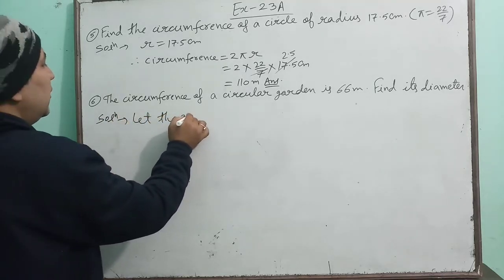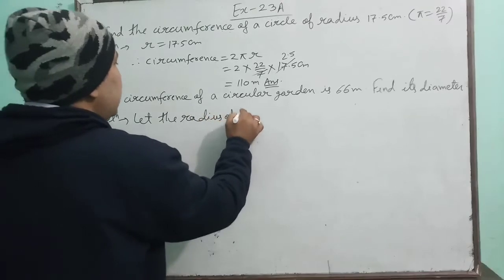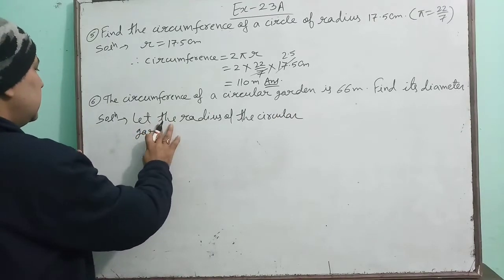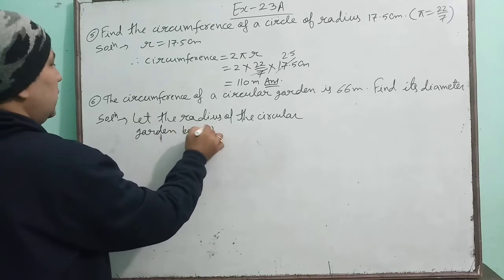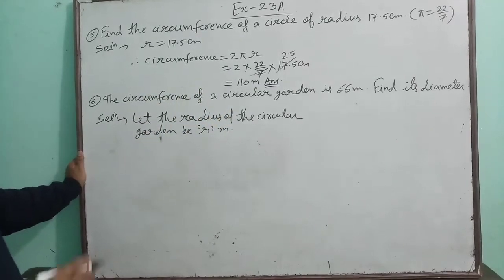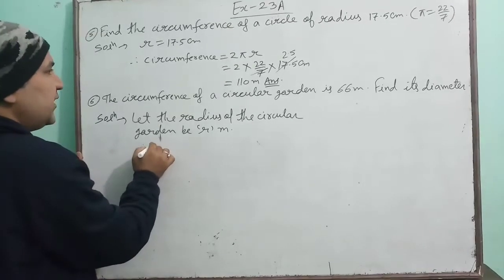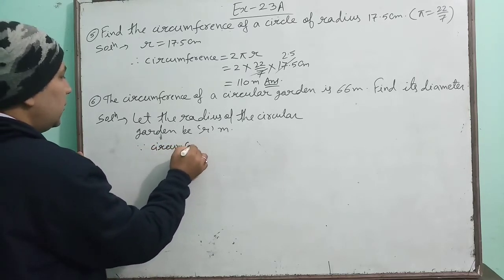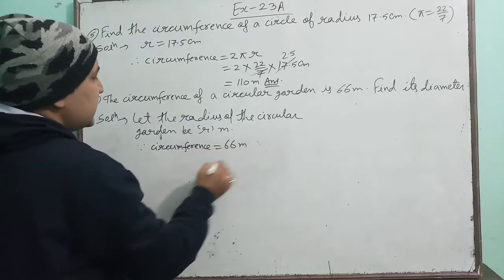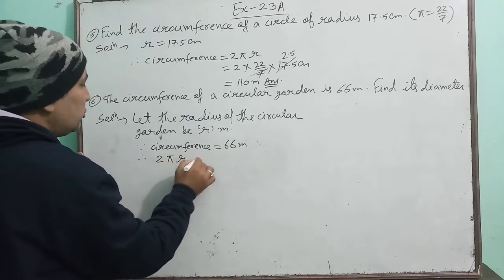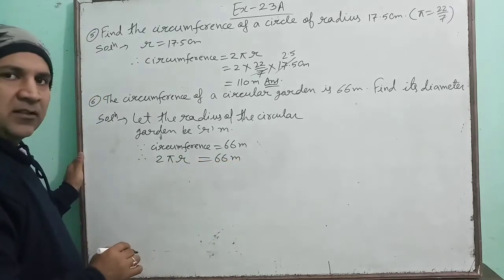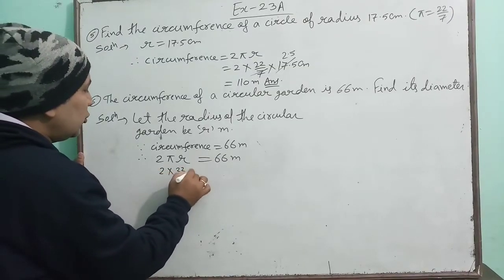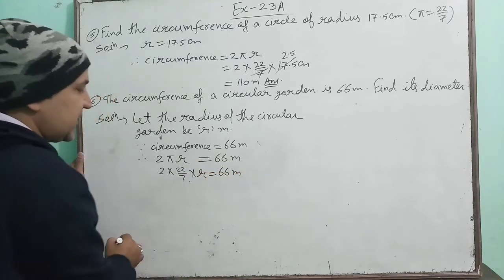Suppose that the radius of the circular garden be r meter. So here it is given that circumference is 66 meter. It means 2 pi r is equal to 66 meter, because this is the formula for circumference. Now put the value of pi. 22 by 7 into r is equal to 66 meter.